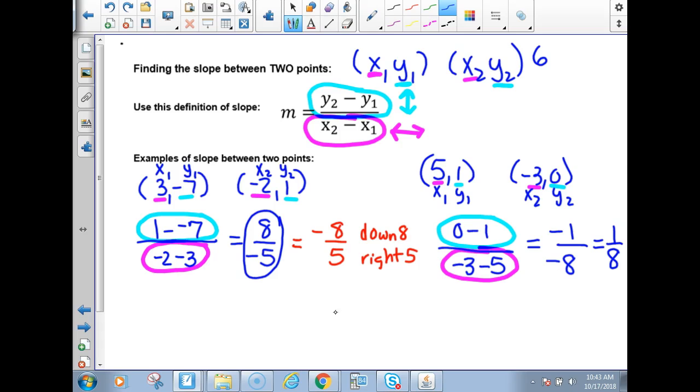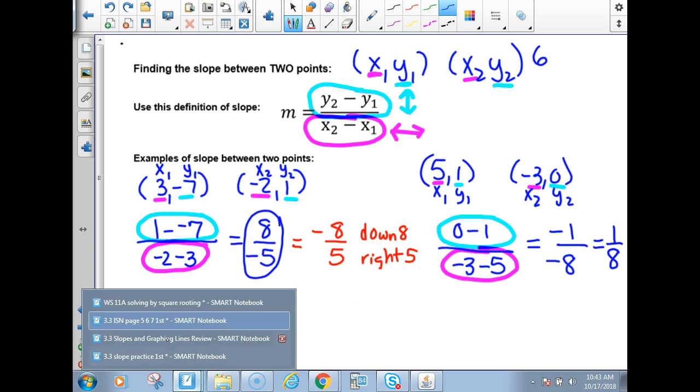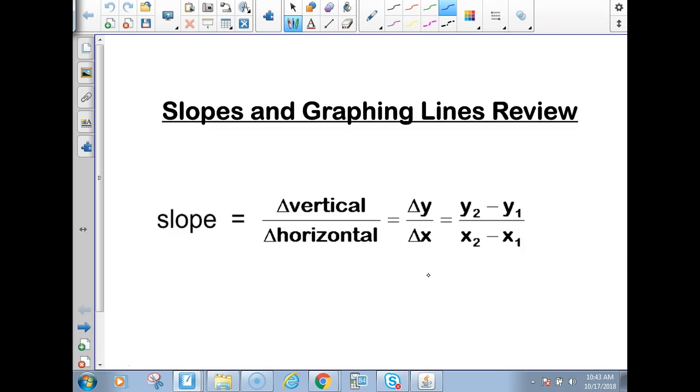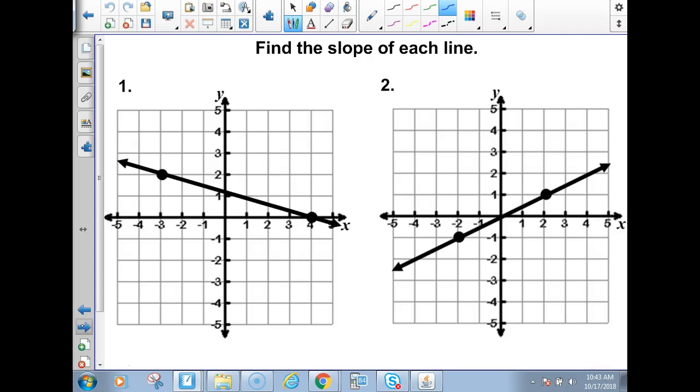Alright, that's all I want to talk about in the ISN today. I'd like to go practice some graphing lines and slopes review. Alright, so I'm going to go kind of faster on this because I think we may already know a lot of this stuff. So, slope of this line.